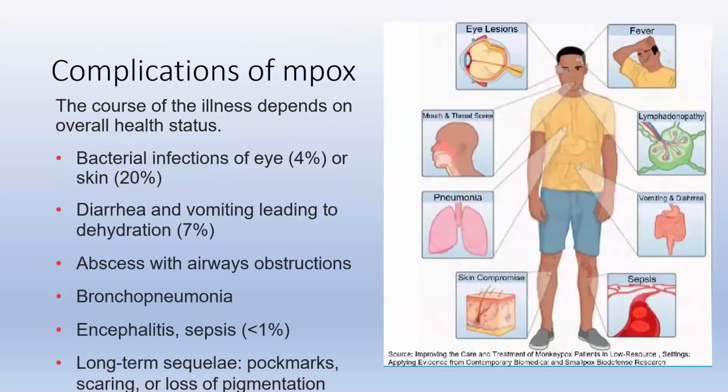What about complications of Mpox? And this is the reason why we need to be aware of the disease. So one, it can cause severe illness depending on the overall health status of the patient. So you can get bacterial infections of the eye, bacterial superinfections in up to 4%, or of the skin in up to 20% of the patients. It can also lead to diarrhea and vomiting, causing severe dehydration in up to 7% of the patients.